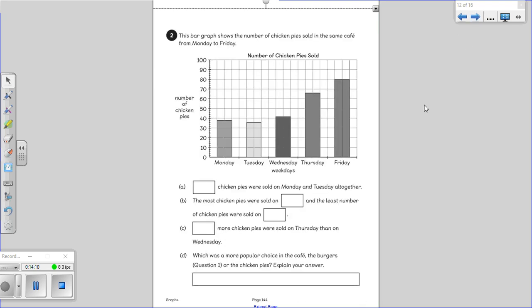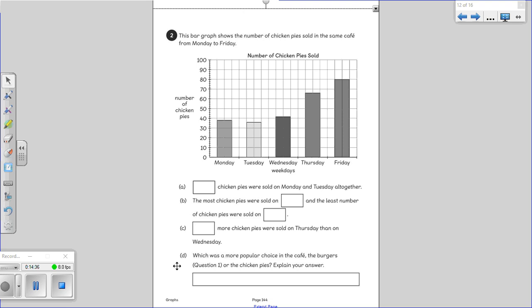And then the second page, it's already got a graph filled out for you here, and this one's about chicken pies. How many chicken pies were sold? And this time you've got 4 questions to answer about the information on the graph. So make sure you read them carefully, okay? Because sometimes those questions can trick you out. So read it carefully and then try and answer the question.